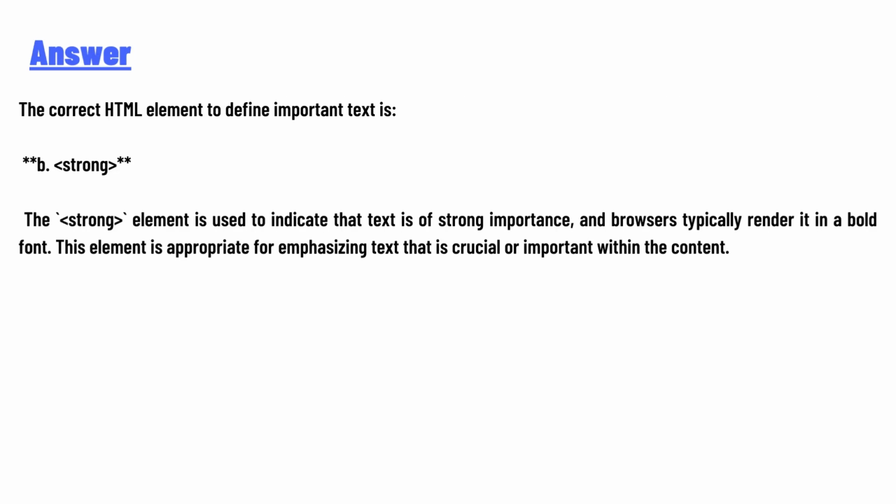The correct HTML element to define important text is B. The strong element is used to indicate the text is of strong importance, and the browser typically renders it in a bold font. This element is appropriate for emphasizing text that is crucial or important within the context.